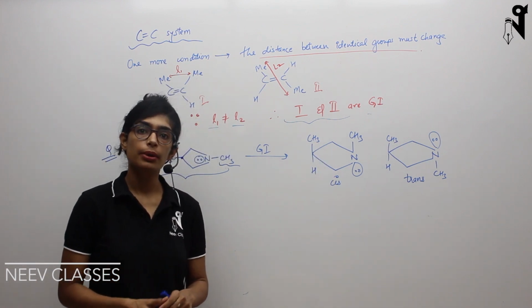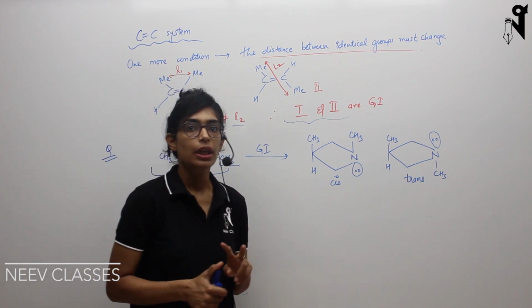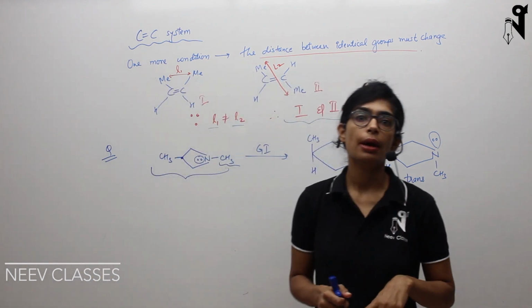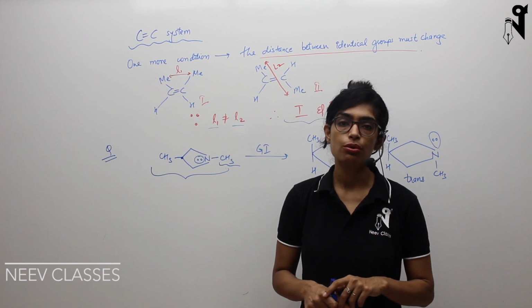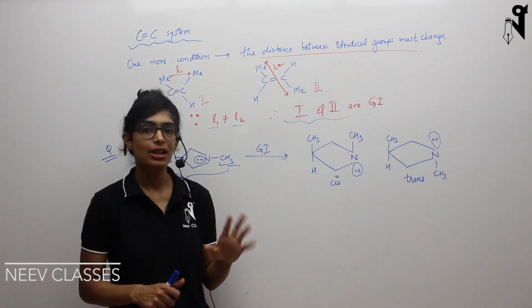So irrespective of whether all the positions of your cyclic ring are carbon or non-carbon atoms, it really doesn't matter. The only thing we need is that it should be sp3 hybridized, and it should have two different groups present on it to show GI. Okay, so next I'll give you some questions.